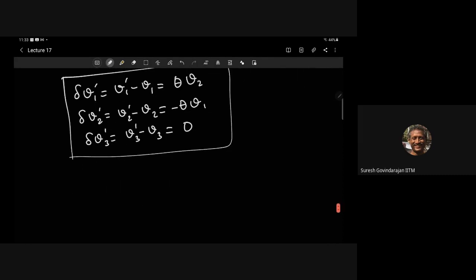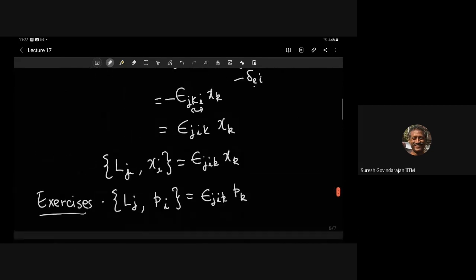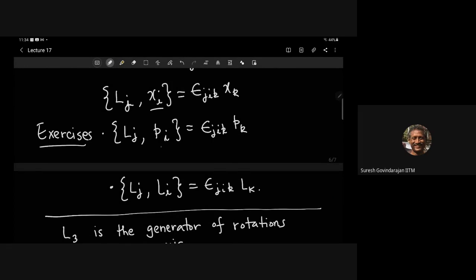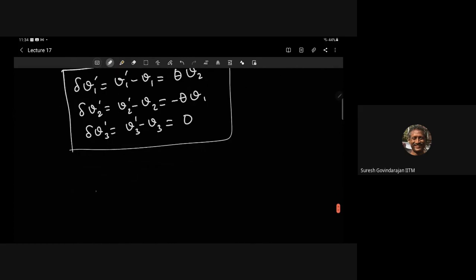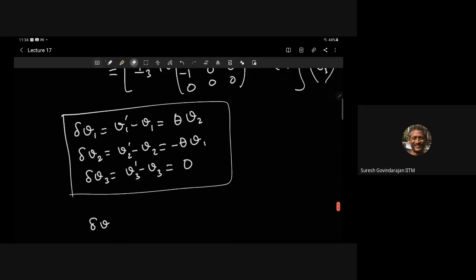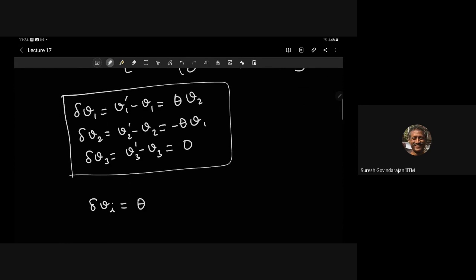All these three statements I'll interpret as saying that x1, x2, x3, p1, p2, p3, and l1, l2, l3 transform as a vector under rotations. So I rewrite this as follows. Delta v, this whole combination, needs no prime for delta. The general answer is something very pretty: this is equal to theta times something, where v_i can be either x_i or p_i or l_i.